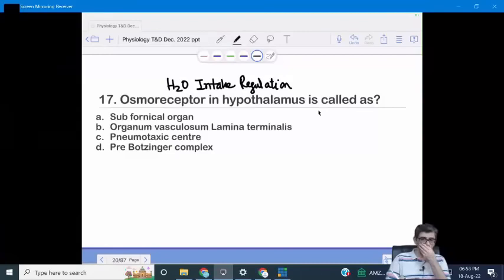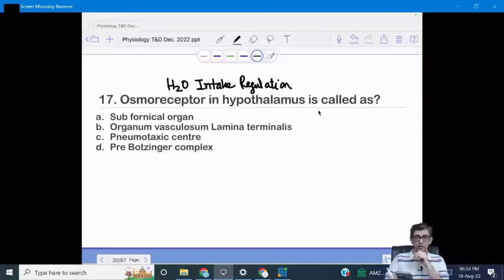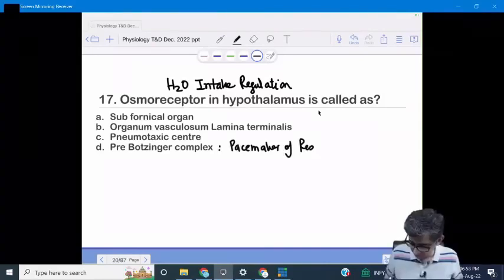The question says which of the following would be called an osmoreceptor. Waiting for your answers here. Pre-Botzinger complex would not be the answer. This is the pacemaker of the respiratory center. So option D can definitely be ruled out.